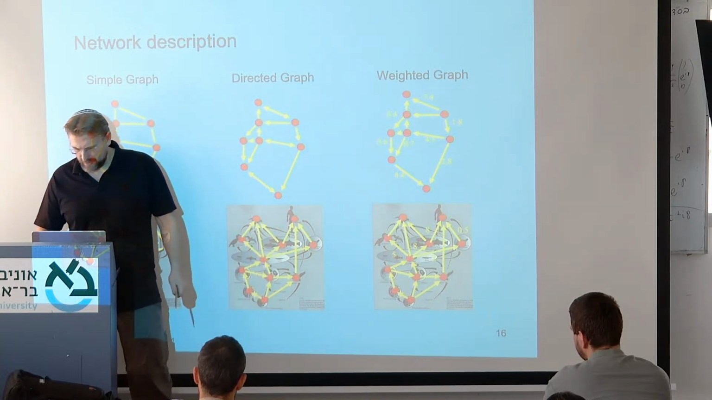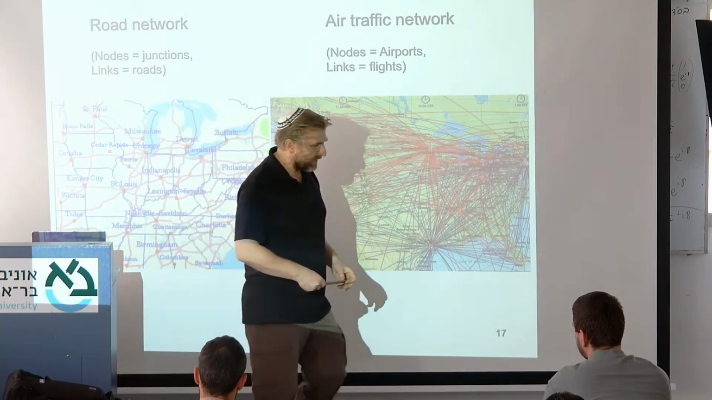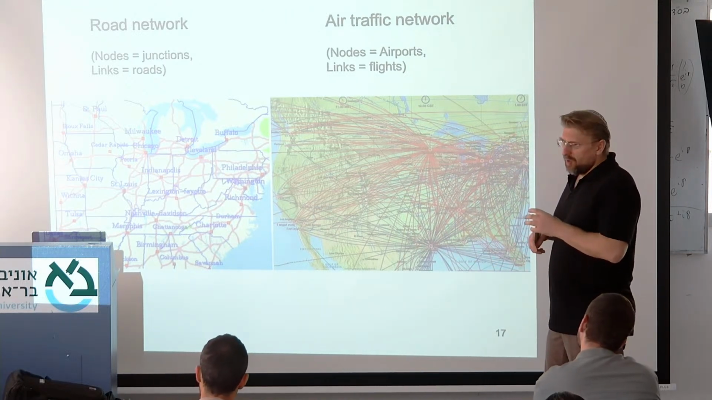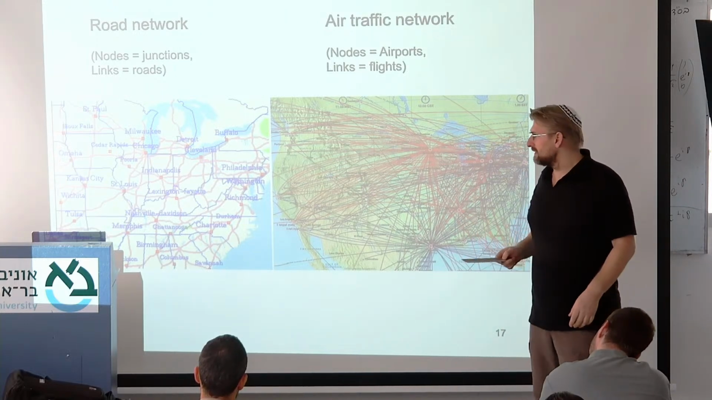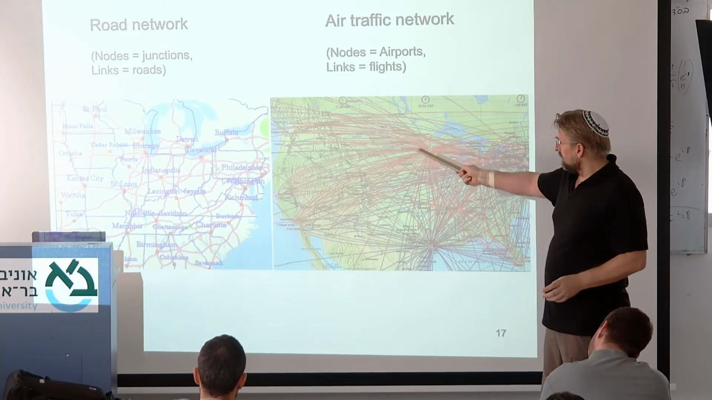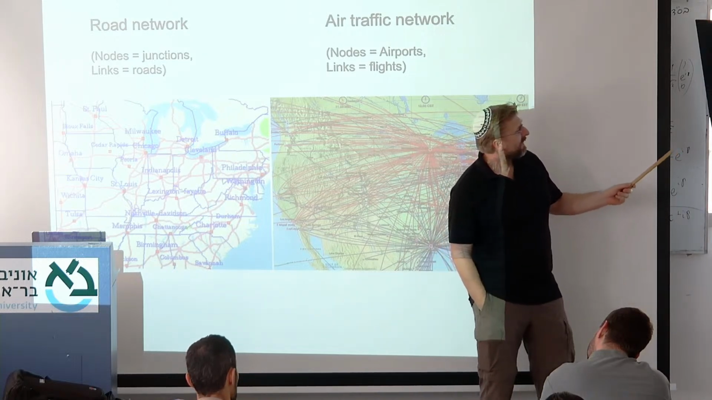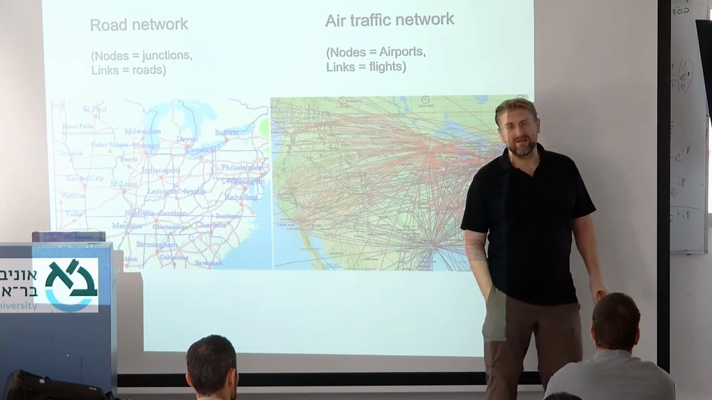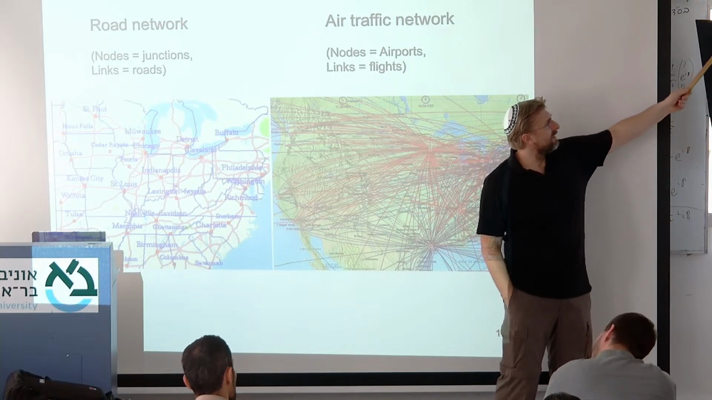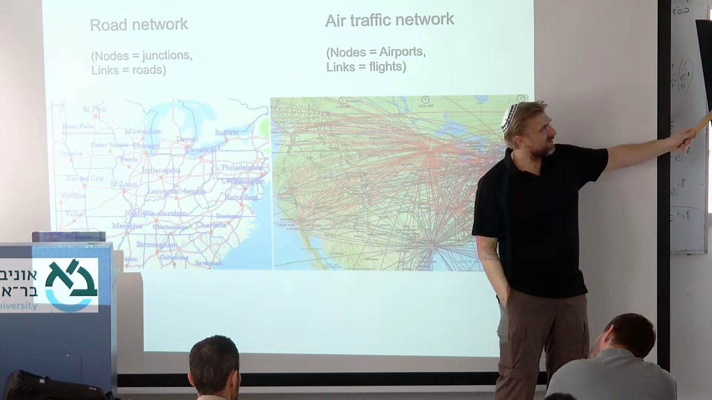Good. You already asked a couple of interesting questions about structure. Basically, you have all kinds of complicated network structures, but the two most important network structures are the two I'm showing you here. The one is a more lattice-like structure. If you look at a road network, the nodes are the junctions and the links are the roads. You have kind of regular behavior here.